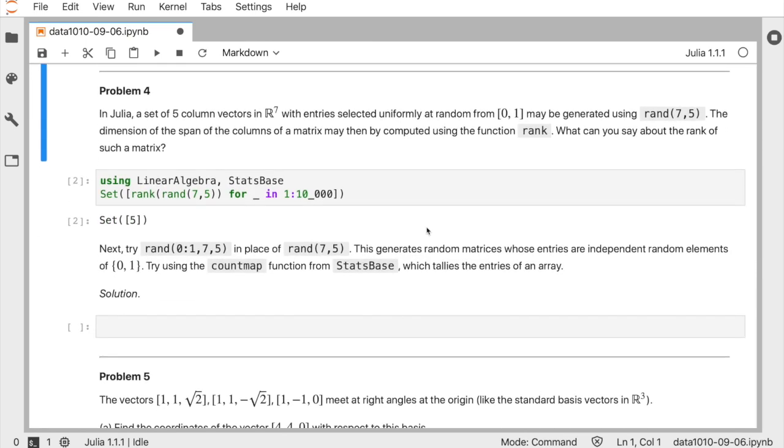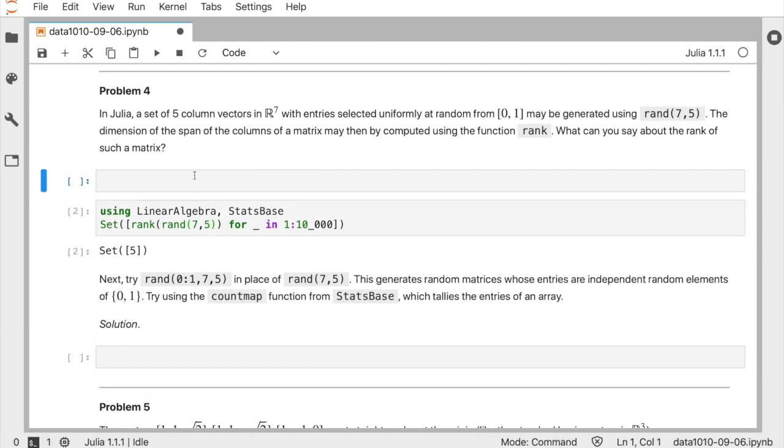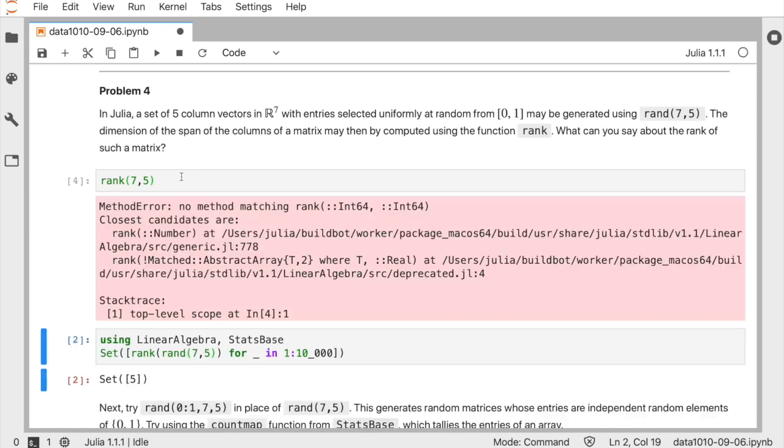In this problem, we explore how rare rank deficiencies are, depending on how a matrix is generated. So if we generate a matrix by choosing uniform random entries, then the rank is always going to be as big as it possibly can be based on the shape of the matrix. So if we generate a 7x5 matrix, let's take a look at what one of these matrices looks like.